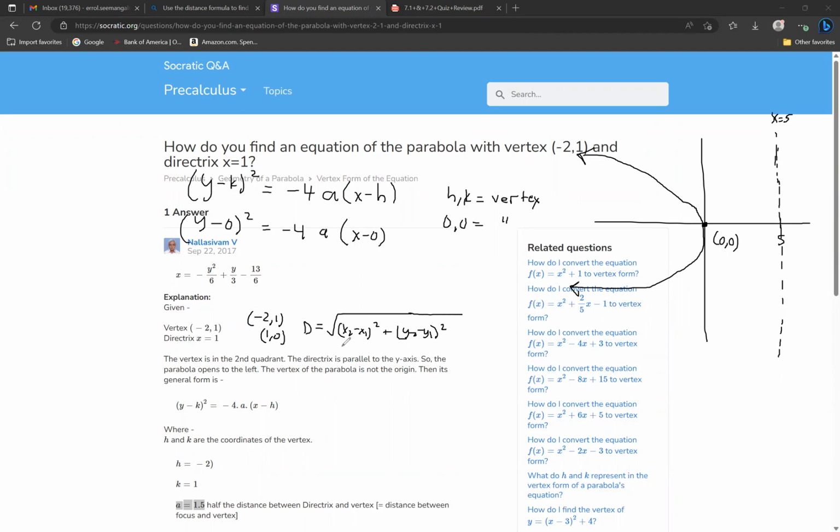X2 is what? 1 minus 2 squared, plus 0 minus 1 squared. What is that? Negative 1 squared, so that one will be 1. And then what's this first one? 3 squared is what? 9. That's root 10 though, right? Does that make sense?